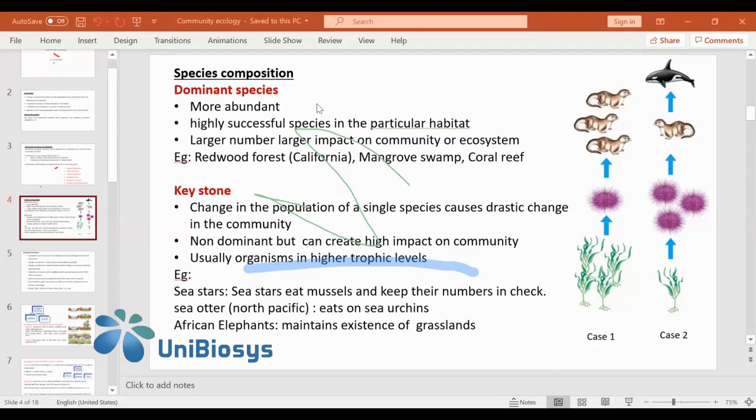So in that place it is not a keystone species. A tiger can be a keystone species only in a higher trophic level where the only carnivore which is present is the tiger. If the tiger is the organism in the higher trophic level in a particular area, then if you completely remove the tiger, it will have a high impact on the ecosystem.